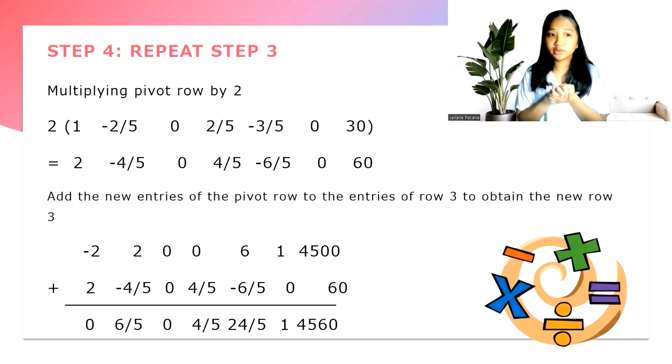2 times 0 is 0. 2 times 30, that is 60. So that result, we have to add it to our previous row 3. So now to add, negative 2 plus positive 2, that is 0.